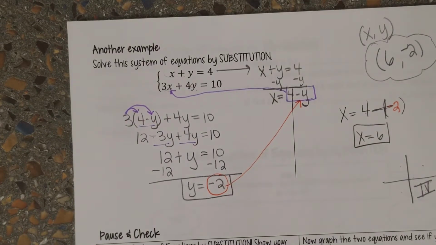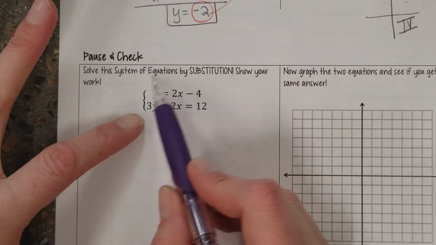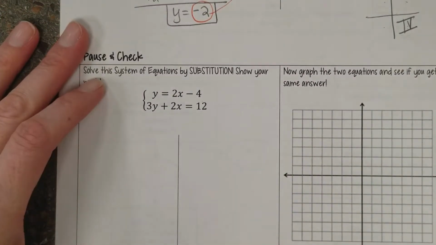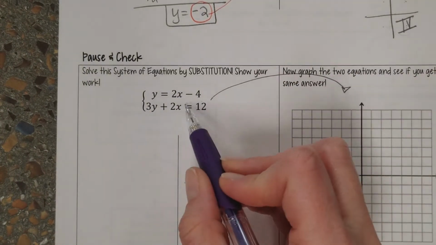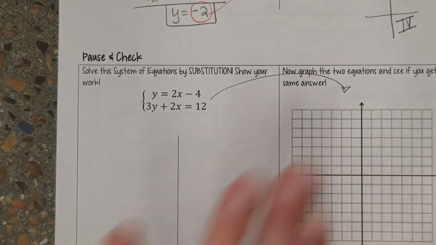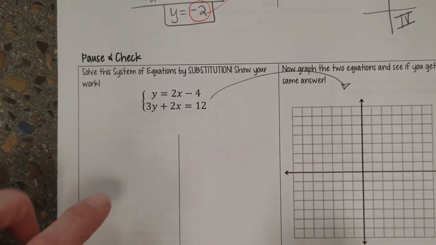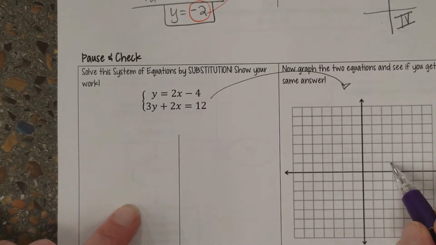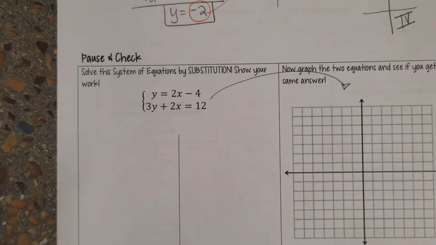Okay, so now this pause and check is for you to do on your own. So this you're going to solve by substitution, and then once you're done solving it by substitution, you're going to come over here and you're going to graph this same system, just like we learned before. And you're going to see if the point you come up with when you solve by substitution is the same point that they cross at when you graph. And they should. If they don't, something's wrong.